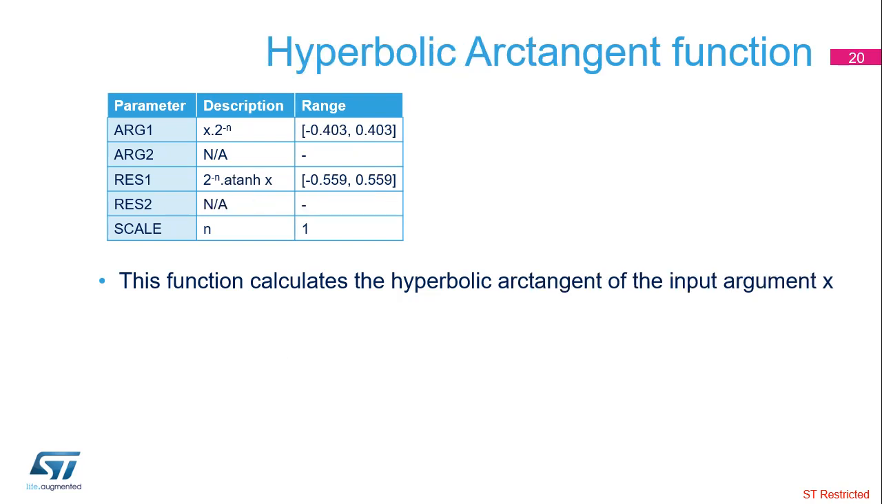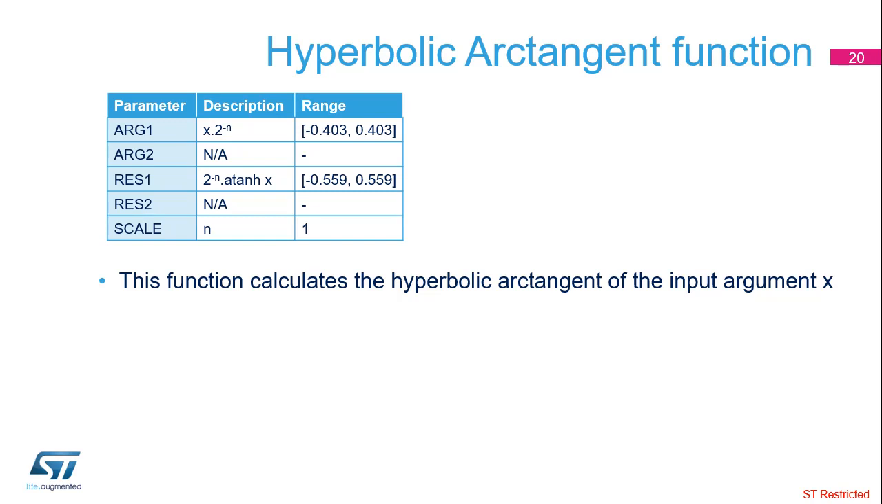This slide describes the features of the hyperbolic arc tangent function. The primary argument is the input value x. Only values of x in the range -0.806 to +0.806 are supported. The value x must be scaled by a factor 2 to the minus nth, where n equals 1. The scaled value x times 0.5 is programmed in arg1, and the factor n equals 1 must be programmed in the scale parameter. The secondary argument, arg2, is unused.